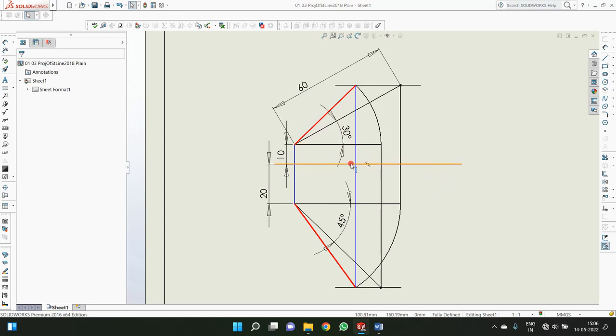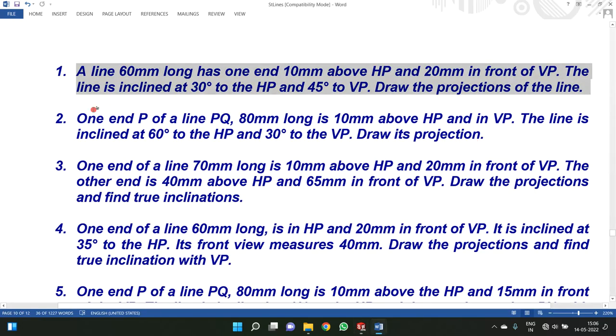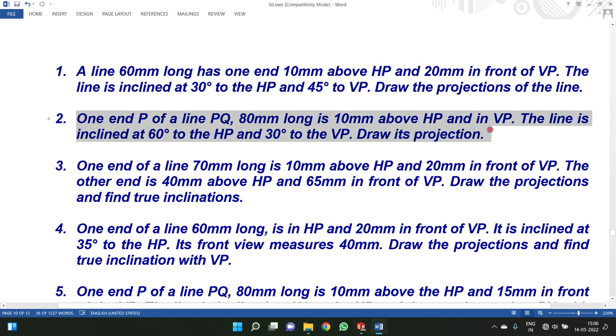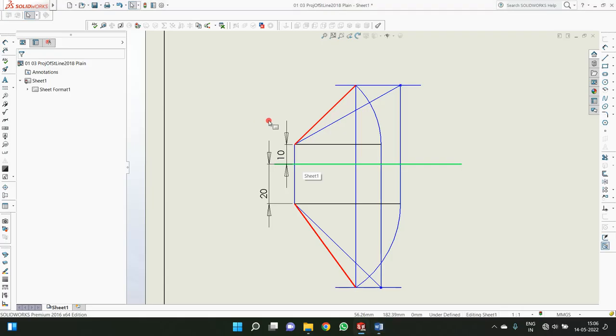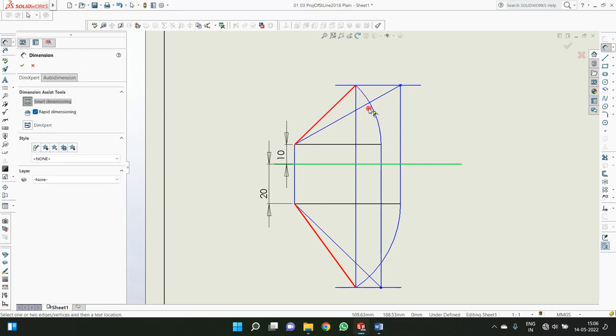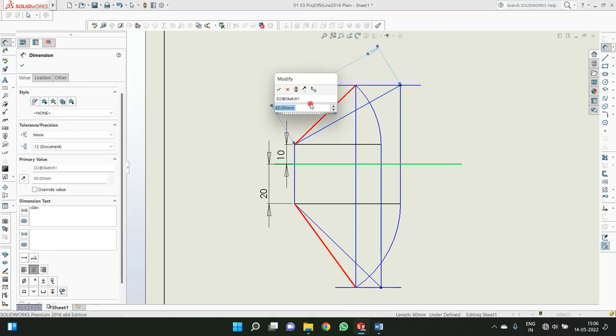Now let us see the second problem. For that, I'll be deleting all the details. Only the one end position I'm retaining. Now let us go to the next problem. One end P of a line PQ, 80 mm long. The line length is 80.